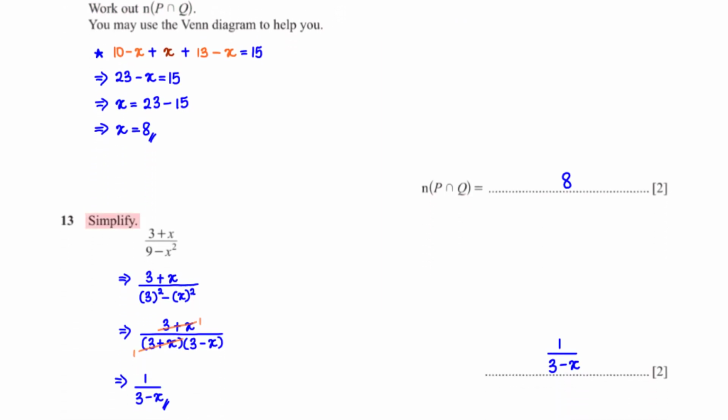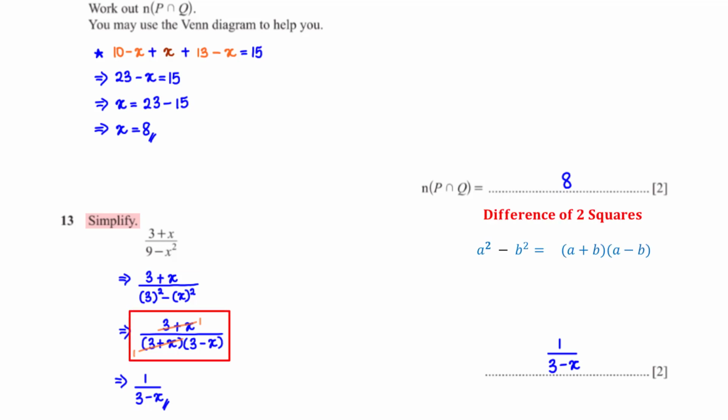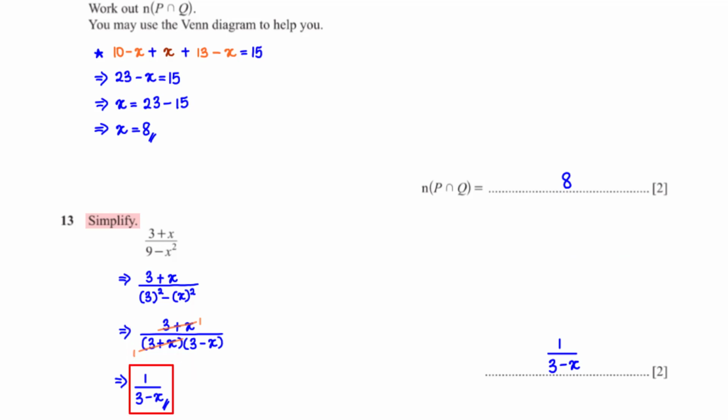Simplify (3 plus x) over (9 minus x squared). The denominator, 9 minus x squared, can be written as a difference of 2 squares, which is 3 squared minus x squared. By applying the factorization for the difference of 2 squares, we can rewrite it as (3 plus x) times (3 minus x). 3 plus x cancels out, so we have 1 over 3 minus x.